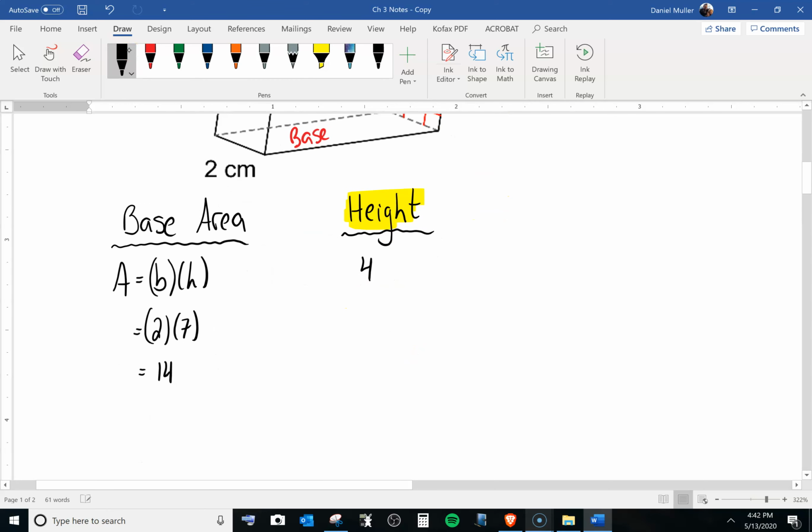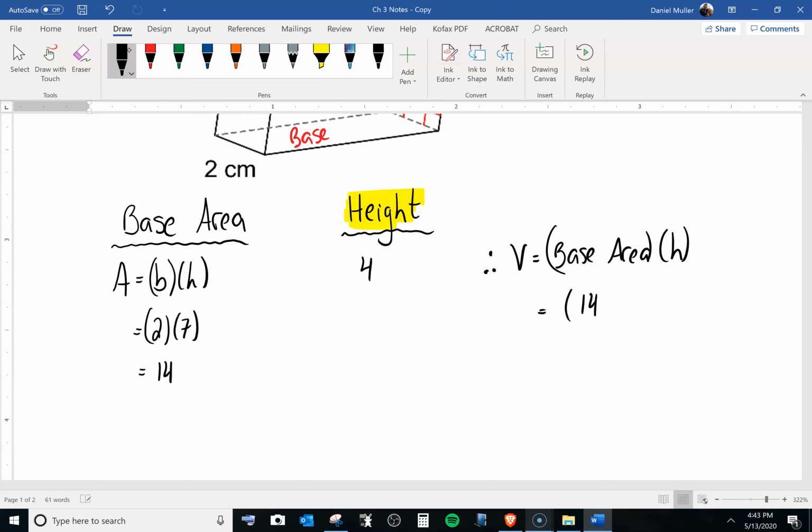Therefore, the volume is your base area, so the area of whatever your base is, times your height. In this case, our base area is 14 times the height, which is 4. And that's going to get you 56 centimeters. And because it's volume and it's 3D, we're finding the space inside a 3D shape, we're going to go to the power of 3. We're going to go cubed.